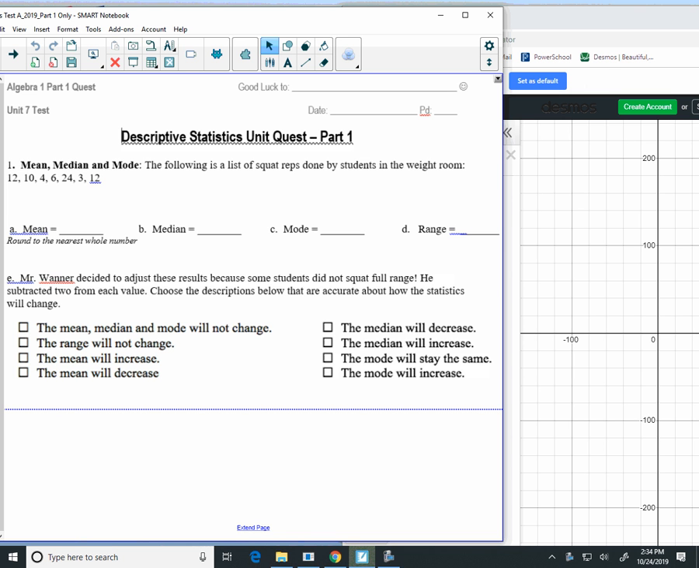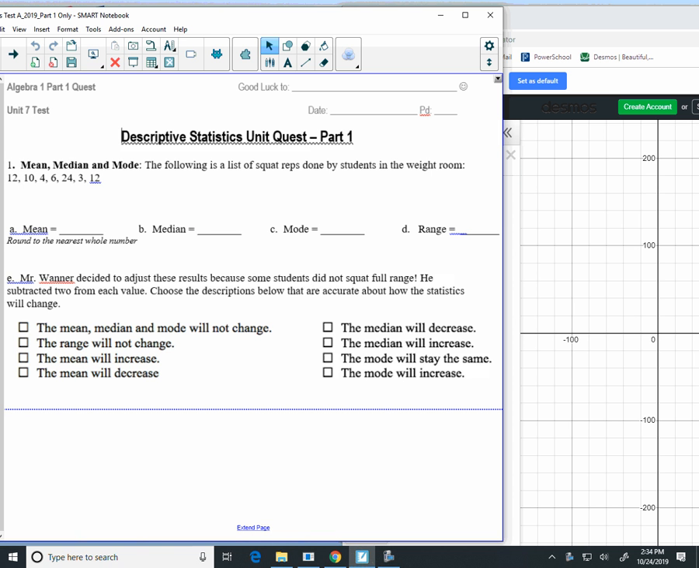All right, so this is test corrections for the Descriptive Stats Unit Part 1 test. The first problem we're going to do is number 1, mean, median, and mode for our list of numbers. I really think it's helpful to use Desmos for this, and so that's how I'm going to show these problems. If you would like to do them by hand, just make sure that you are matching my answers.